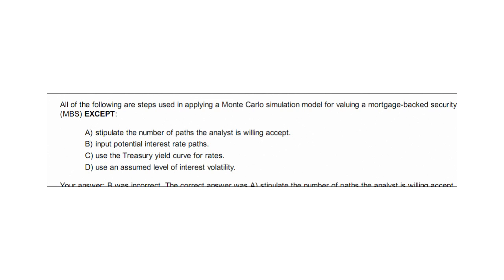The next question says that all of the following are steps except. Stipulate the number of paths that the analyst is willing to accept. Yes, in general it's 1000 or something like that. Input potential interest rate paths, yes. Use the treasury yield curve, yes. Use an assumption level of interest rate volatility, yes. All of these seem to be right. So we have to remove something that is close to being wrong.